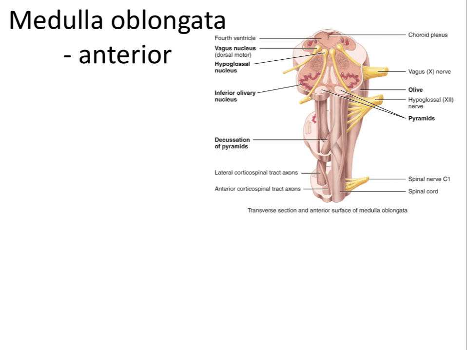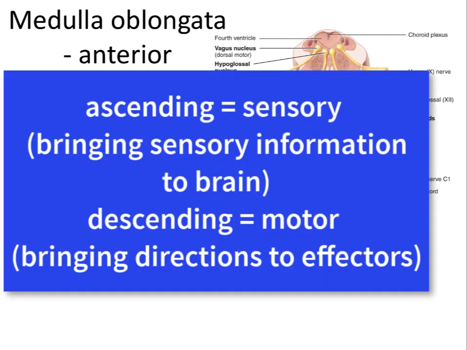This area contains all of the ascending and descending tracts from the spinal cord. They run right through the middle of the medulla. And remember that ascending tracts are sensory tracts. Descending tracts are motor tracts.